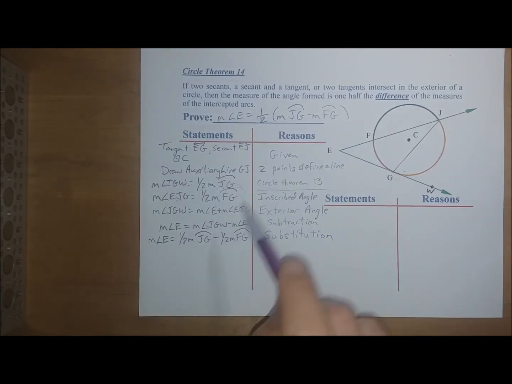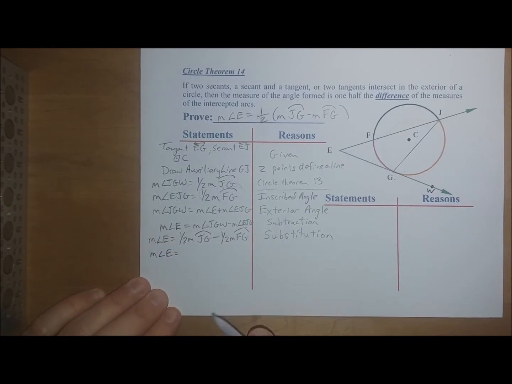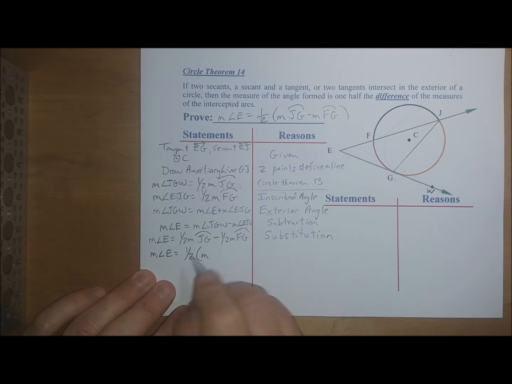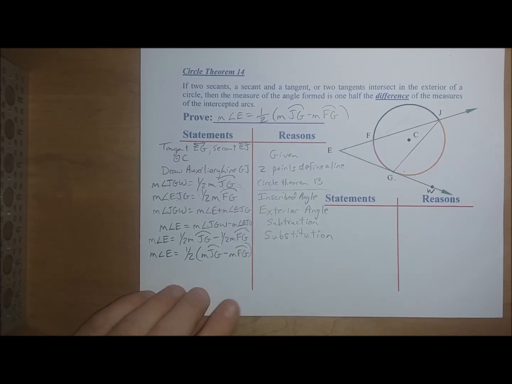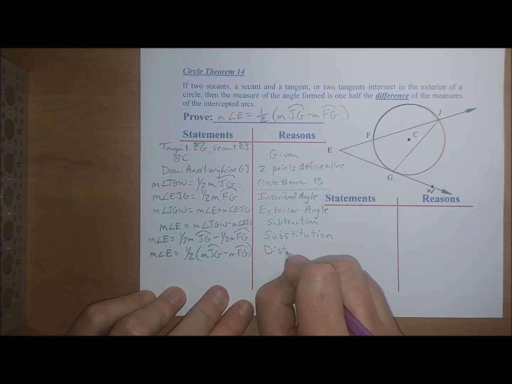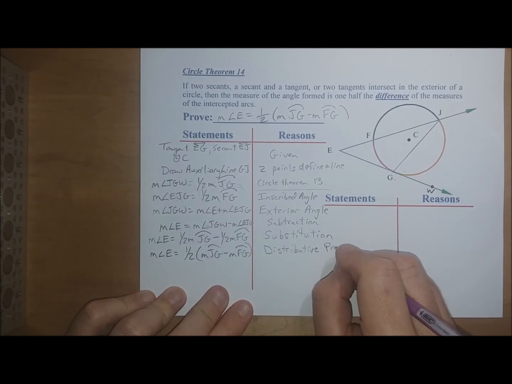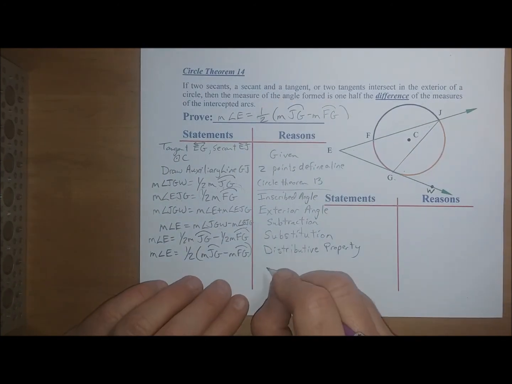absolutely. How do we get that to look like that? You can sense we're almost there. The measure of angle E equals, let's go ahead and factor out that 1/2, right? 1/2. We're left with the measure of arc JG minus the measure of arc FG after we factor out that 1/2. What property is that? We call it distributive property, but we're actually undistributing, aren't we, when we do that? Okay. All right. Does that look like that? Absolutely.